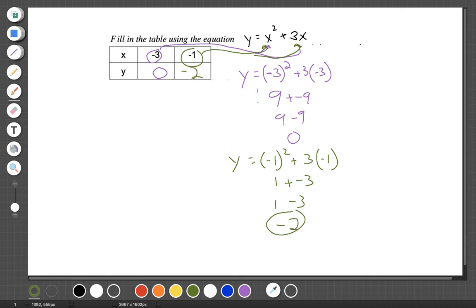So this is what your work should kind of look like. Be careful about just how you're plugging these in, being precise about using your parentheses, not messing up the negative. The squared should be on the outside of the parentheses. All these details matter with this, especially when you're using your calculator.